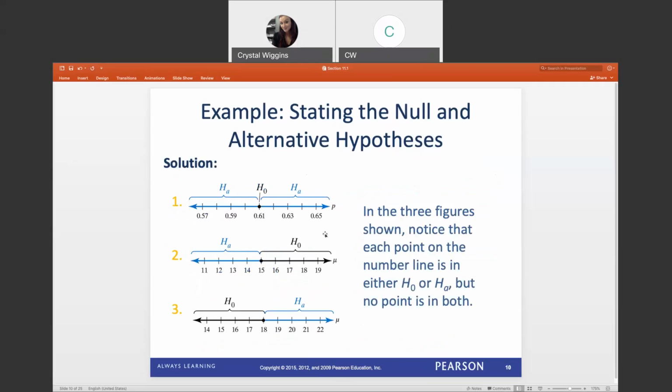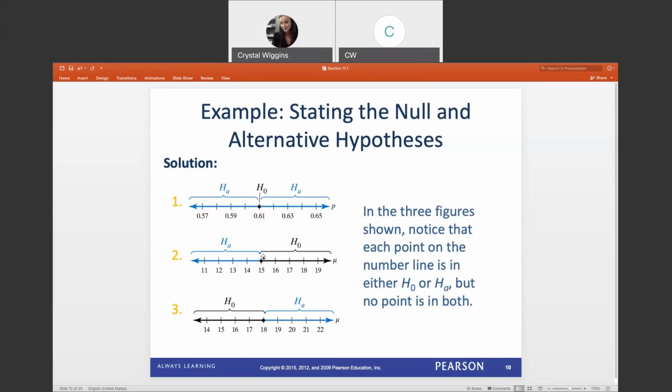So if we take a look at these as a number line, the first example was an equal to hypothesis and a not equal to. So exactly equal to 0.61 and not equal to 0.61 is everything else. Notice that the entire number line is shaded, meaning that when I find out if the null is true or false, it is very clear that the alternative is the opposite. If the null was true, then the alternative is false and vice versa.